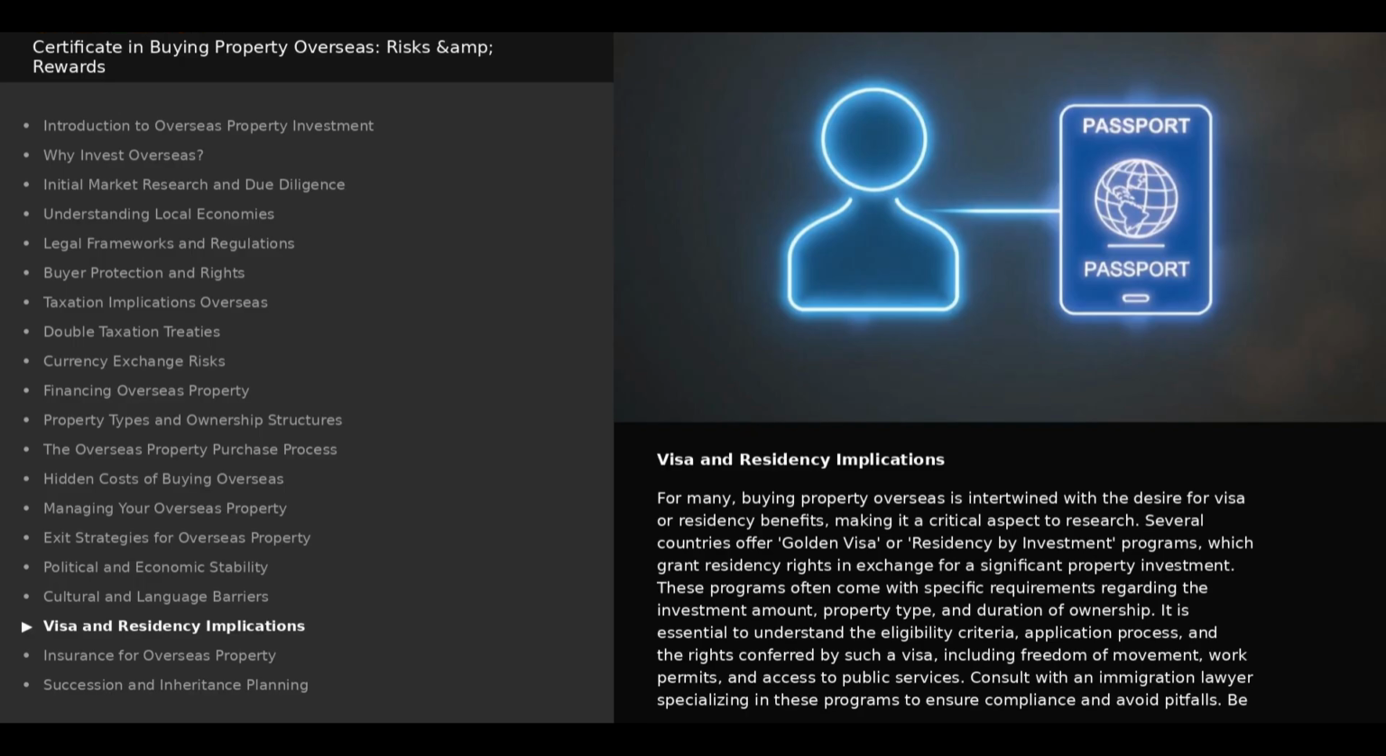Consult with an immigration lawyer specializing in these programs to ensure compliance and avoid pitfalls. Be aware that these programs can change due to political shifts. Even if you do not seek residency, understand the rules for extended stays as a property owner. Clarifying these implications early on can align your investment with your long-term personal and lifestyle goals.